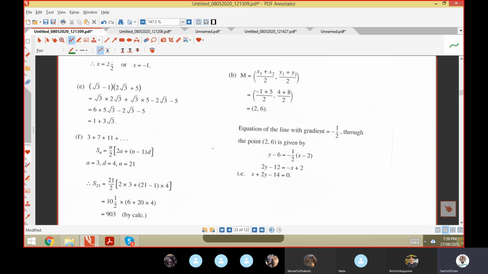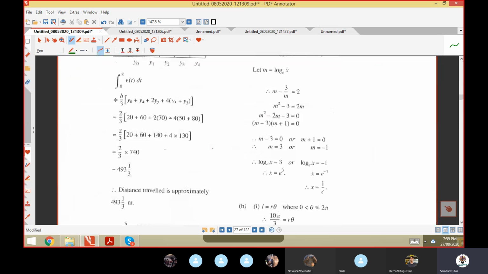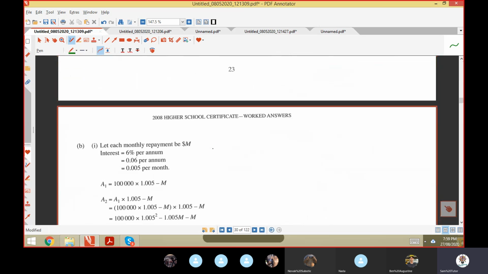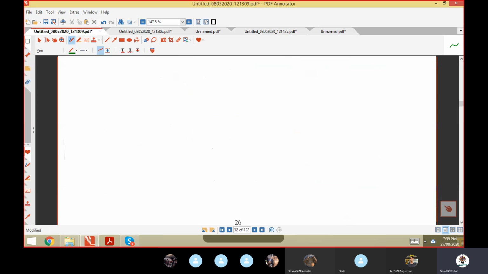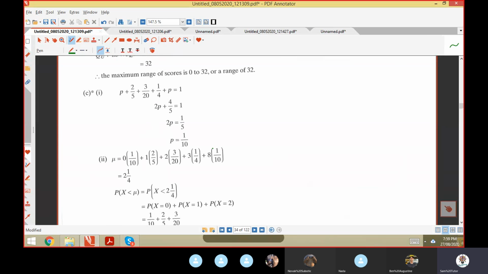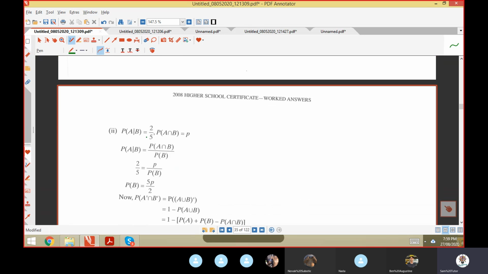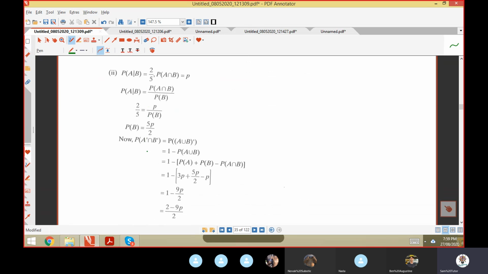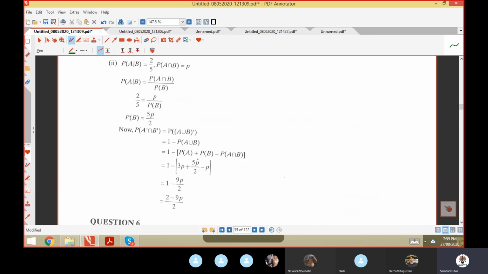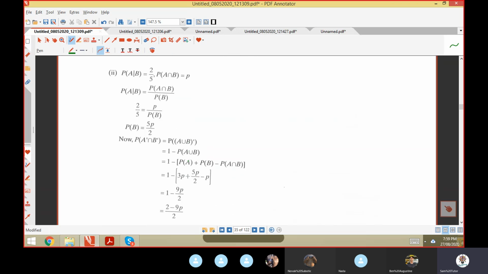If you ever start with the transformation, Question 4, C, here it is, 3P, yep, we did that. 1 minus the probability of A union B. Should work out.